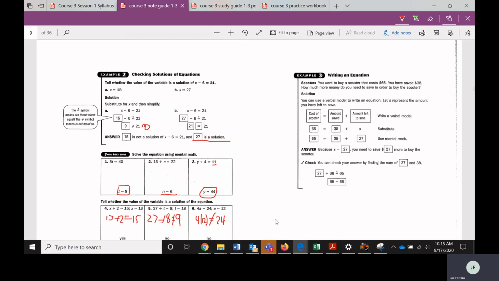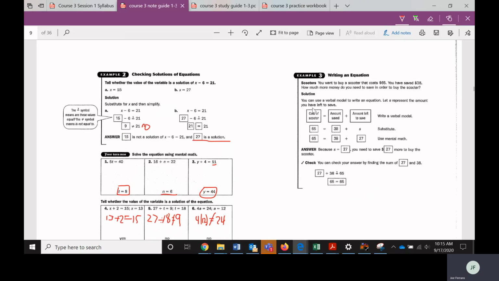Example 3, just a little word problem. It says you want to buy a scooter that costs $65. You have saved 38. How much more money do you need to save in order to buy the scooter? Now, they use this verbal model and things like that. You definitely can do that type of thing, but the verbal model you kind of do in your head. And as long as you're getting the correct answer in this type of problem, that's the key.